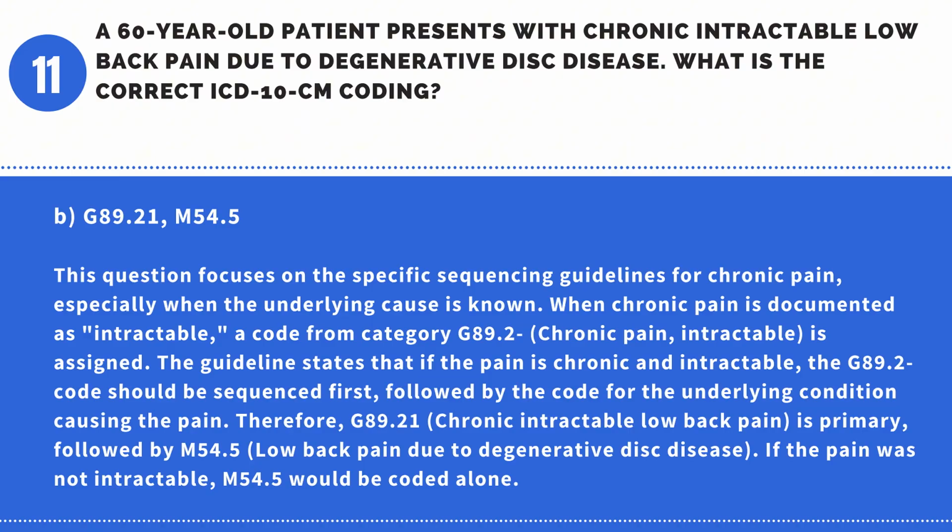Therefore, G89.21 chronic intractable low back pain is primary, followed by M54.5 low back pain due to degenerative disc disease. If the pain was not intractable, M54.5 would be coded alone.